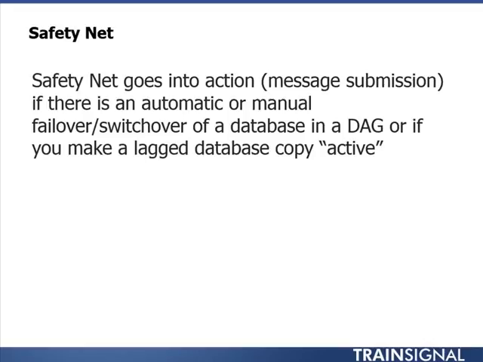Ultimately, safety net goes into action on message submission if there's an automatic or manual failover or switchover of a database in a DAG, or if you make a lagged database copy active. And so that makes sense in that the safety net now can assist in making sure that those messages are up to date, that anything that might have been lost from the transport pipeline getting into the mailbox database itself or going from the active over to the passive copy, that the safety net has already, and so it checks in and makes sure that all those messages are up to date.